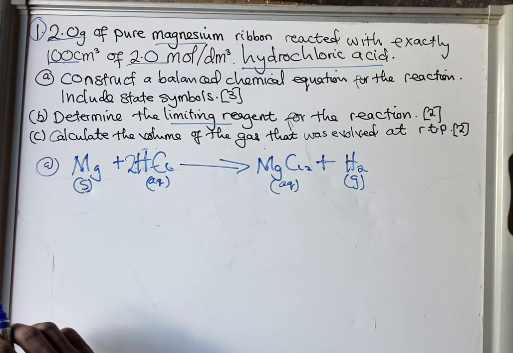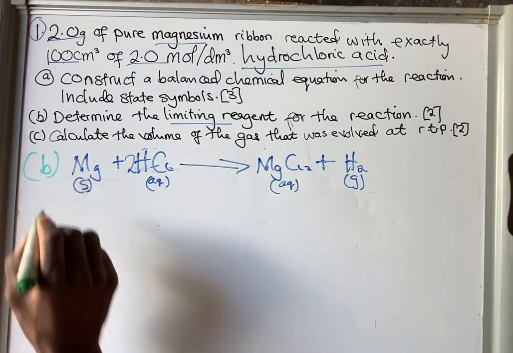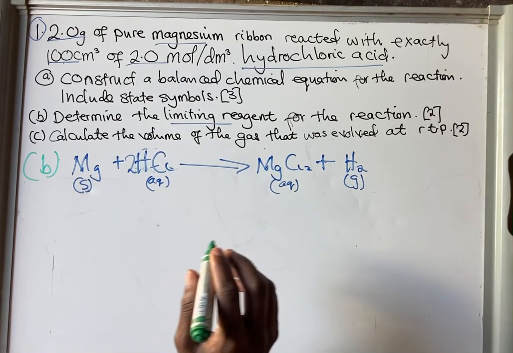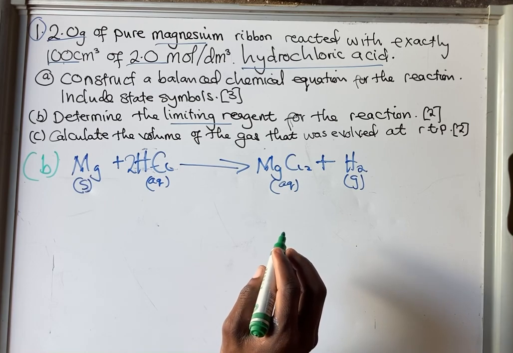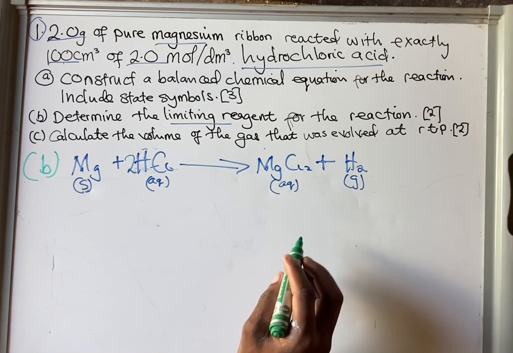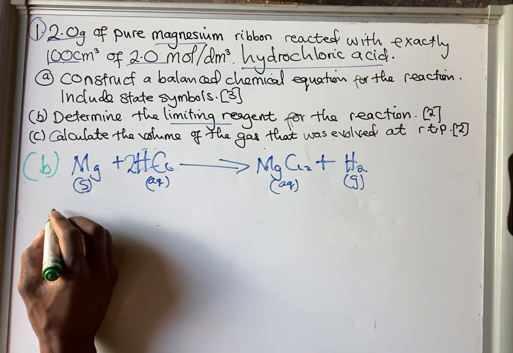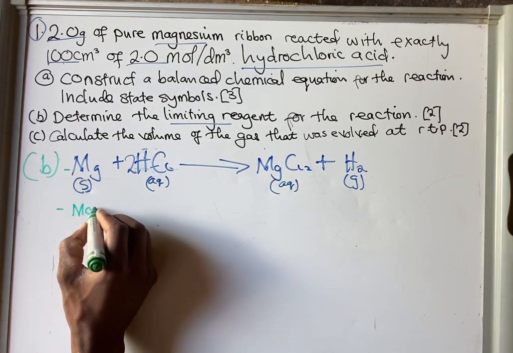Question B, determine the limiting reagent for the reaction. So the first step when determining the limiting reagent is writing the balanced chemical equation, which we have already. So we have the balanced chemical equation. Then the second step is calculating the number of moles for a substance whose mass or volume is given. So in this case, we have the mass of magnesium. We need to find the number of moles for magnesium.